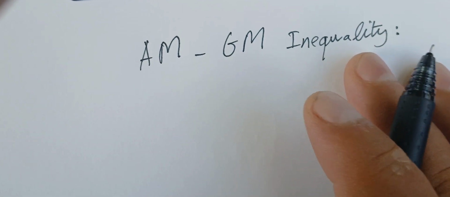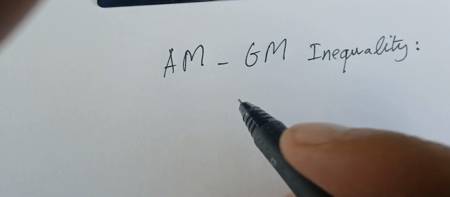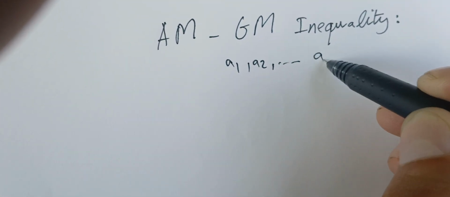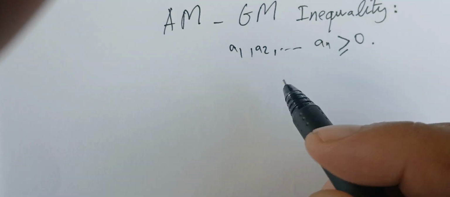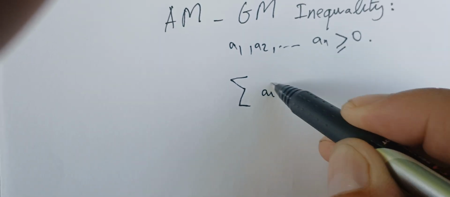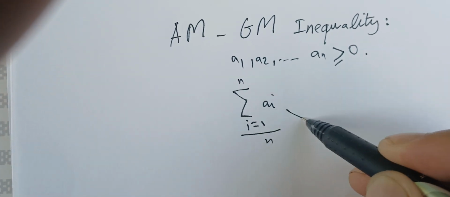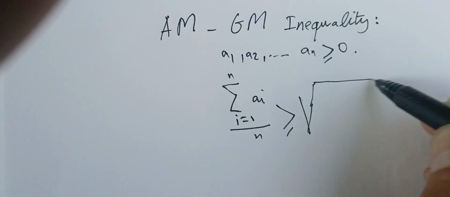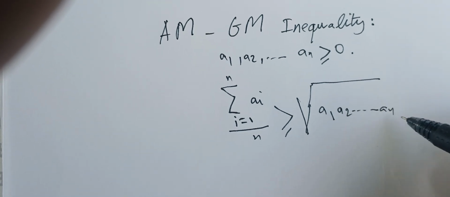In this video, we're going to prove the AM-GM inequality. This is the arithmetic mean, geometric mean inequality. It says that for A1, A2, etc. until AN, which we assume are all positive, we have the sum of i going from 1 to n over n, and this is the arithmetic mean, is bigger than the nth root of the product of A1, A2, AN.